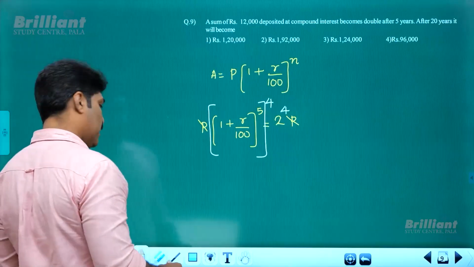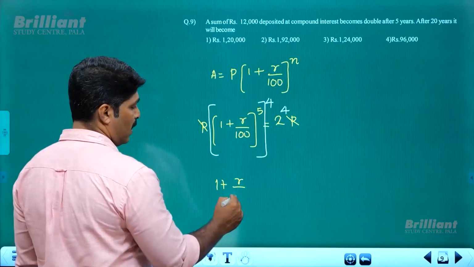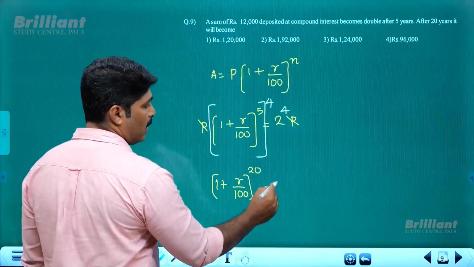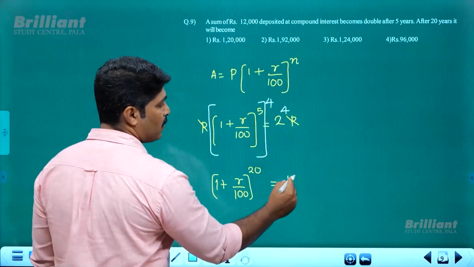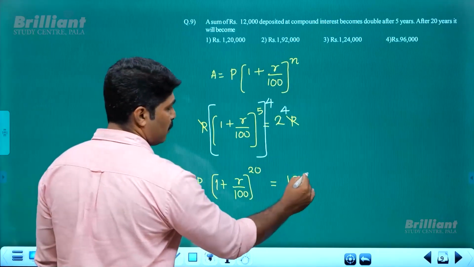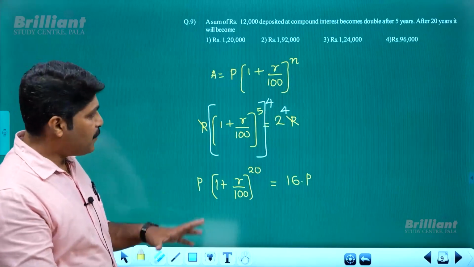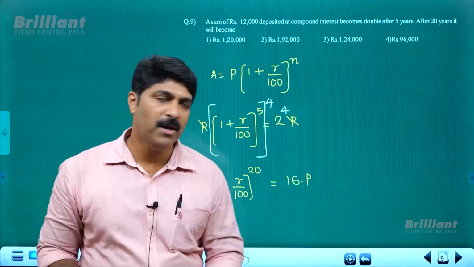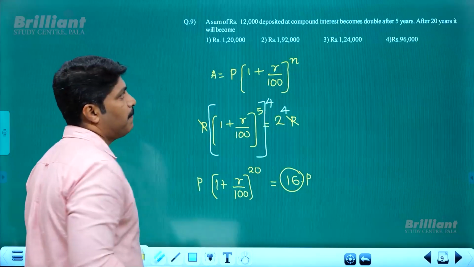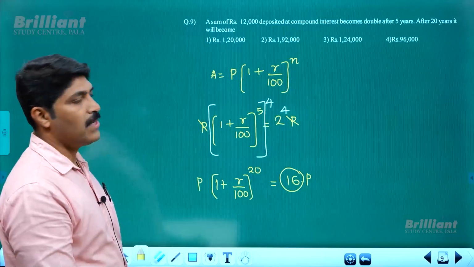Then what will be the left hand side? After this raised to 4 operation, this is (1 plus r by 100) the whole raised to 5 into 4, that is 20. On the right side, this is 2 raised to 4, that's equal to 16. Clear? Then put back the P here. This is 16 into P. What is the meaning of this expression? If you consider the same rate of interest and the same principal amount, in 20 years it becomes 16 times. So that's the logic here.